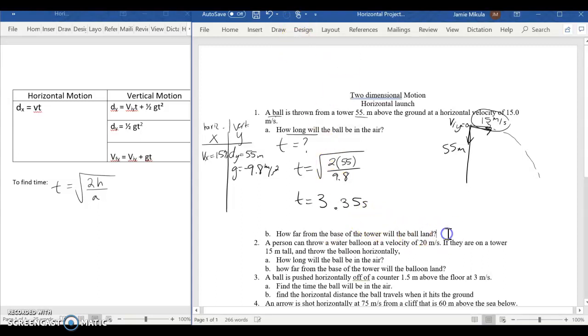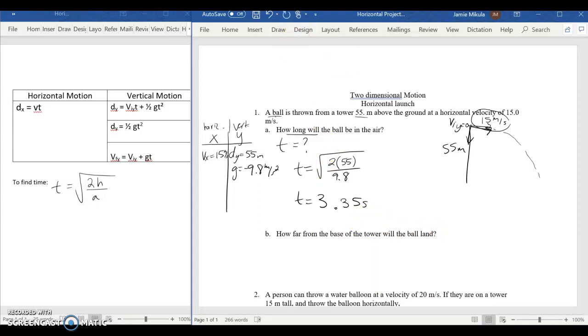Remember that time is the only thing that you can use in both horizontal and vertical. Time is equal in both of those. So I can say time is 3.35 all across the board for both horizontal and vertical. Part B says, how far from the base of the tower will the ball land? That's going to be the distance in the x direction. So I only have one formula for the x direction.